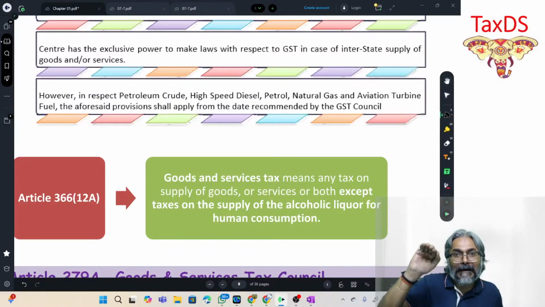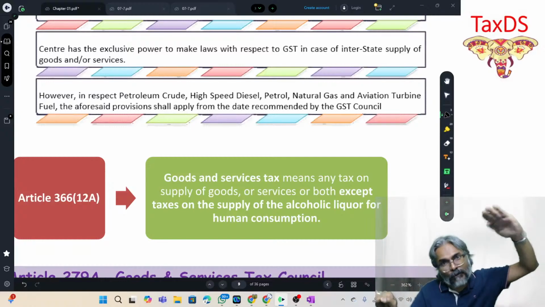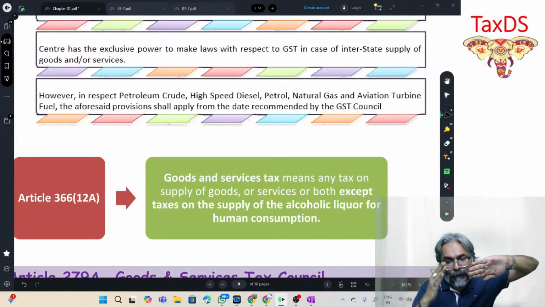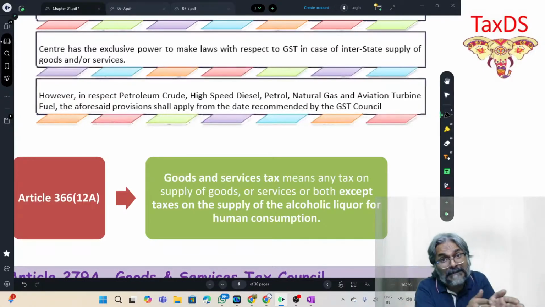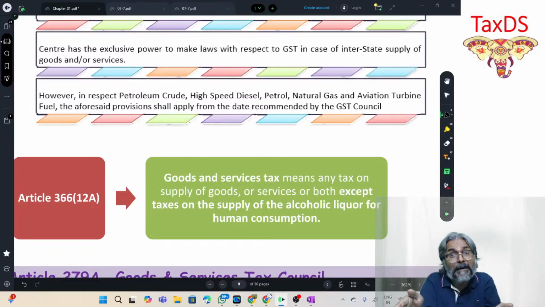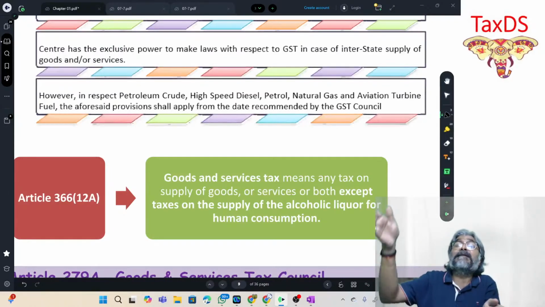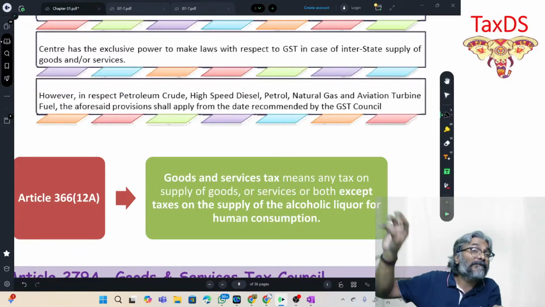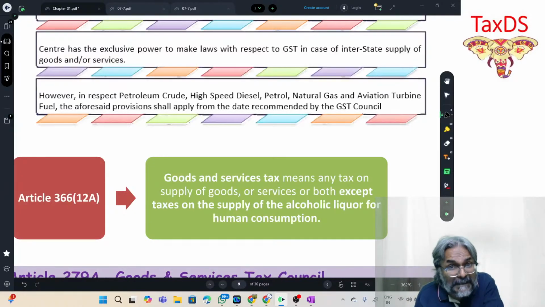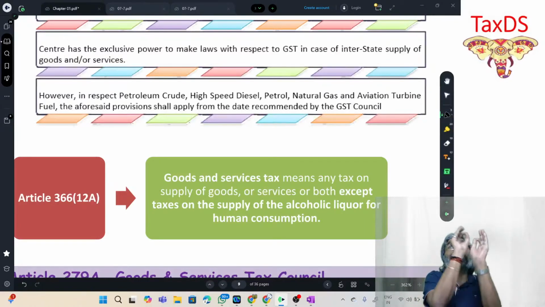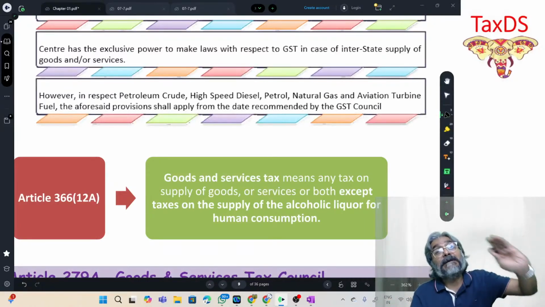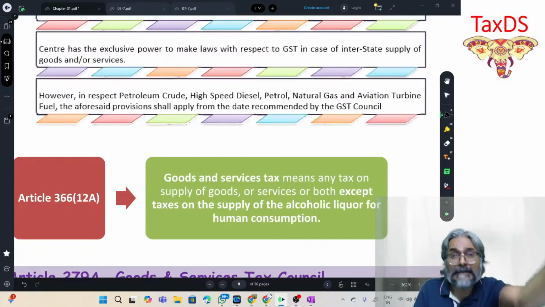A wrong technical answer. It is not. To come to the stage of exemption, first you have to cross the levy. Be careful, students. To come to the stage of exemption, first you have to cross the levy. Once you have crossed the levy, then the question of whether the exemption is available or not will be decided. But you need to first cross the levy, and then we will decide whether there is any exemption available in respect of such supply. But as far as alcoholic liquor for human consumption is concerned, there is absolutely no levy on account of the specific exclusion given in Article 366.